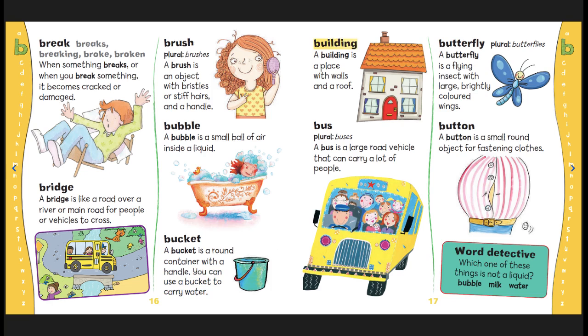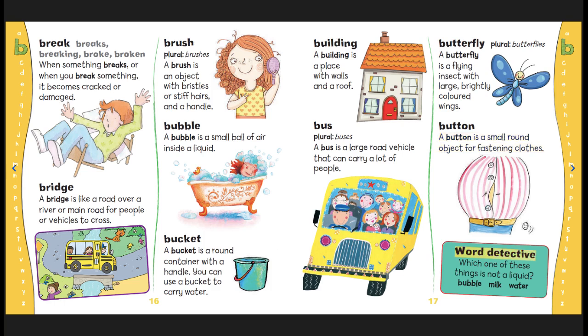Building. A building is a place with walls and a roof. Bus. Plural, buses. A bus is a large road vehicle that can carry a lot of people. Butterfly. Plural, butterflies. A butterfly is a flying insect with large, brightly colored wings. Button. A button is a small round object for fastening clothes.